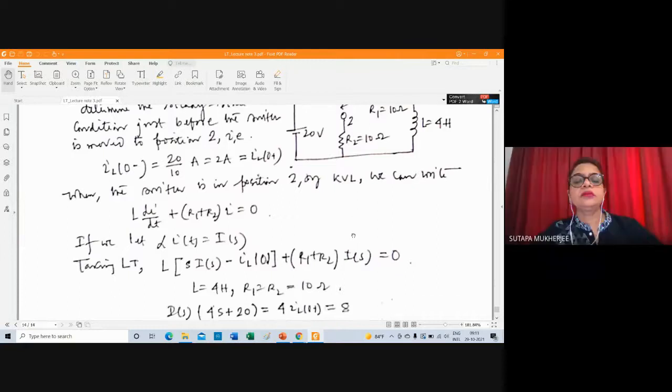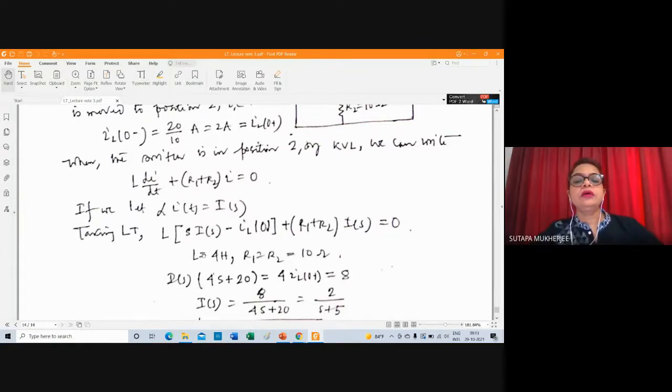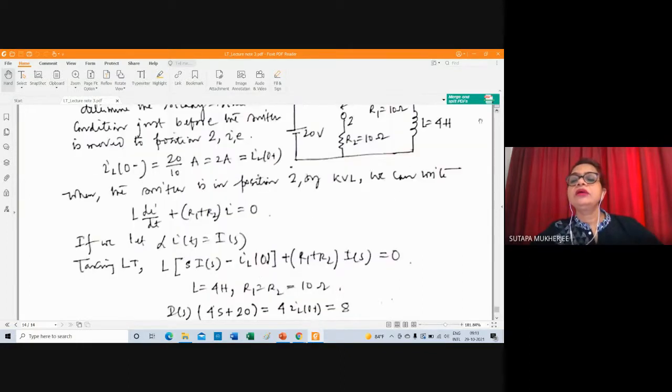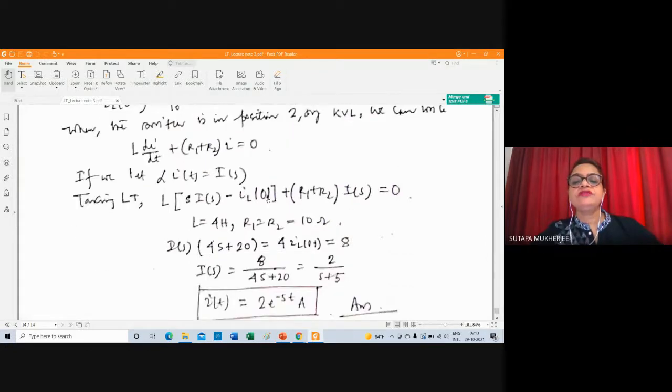Okay. Now take the Laplace of this one. We have taken the Laplace of this one. Now put the value. I_L(0) is equal to 2 ampere. And what are R1, R2? 10 ohm. What is L? 4 Henry. So putting all these values, you will get I(s) equal to 8 by (4s plus 20).